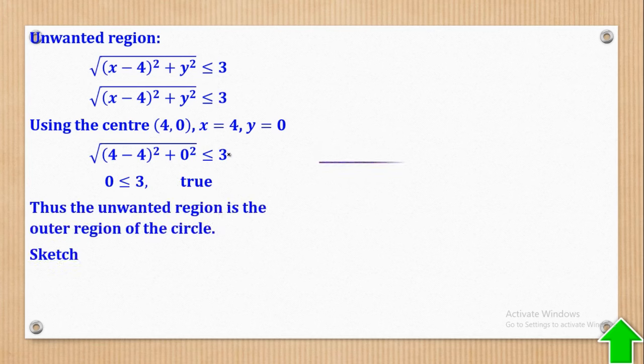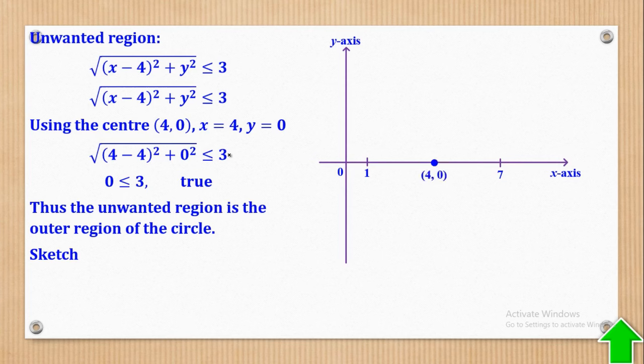Now we shall go and make our sketch. Draw the axes and label them. Then show all the points which are of interest. Then locate the center of the circle and draw a circle to pass through those points. Then remember that you are going to shade the outer region, so let's do that.